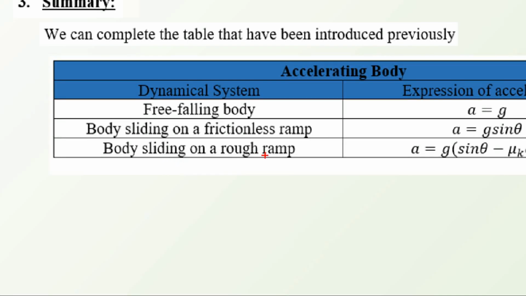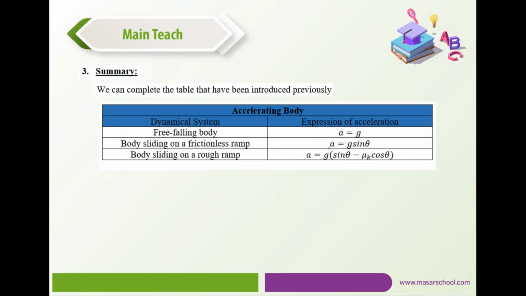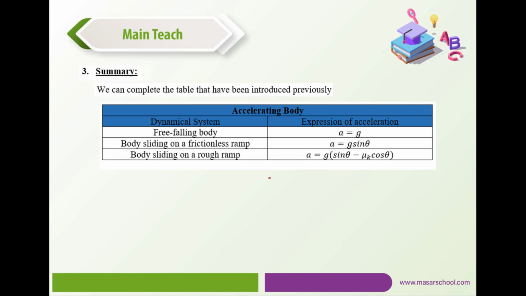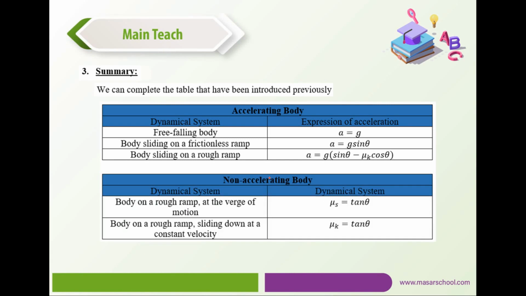If now the ramp is rough, the modification to G sine theta is that we're going to add minus mu k cosine theta. Why mu k? Because we have motion. Now for a non-accelerating body, the first table is for an accelerating body, the second table is for a non-accelerating body. Now what are the dynamical systems that we're talking about?